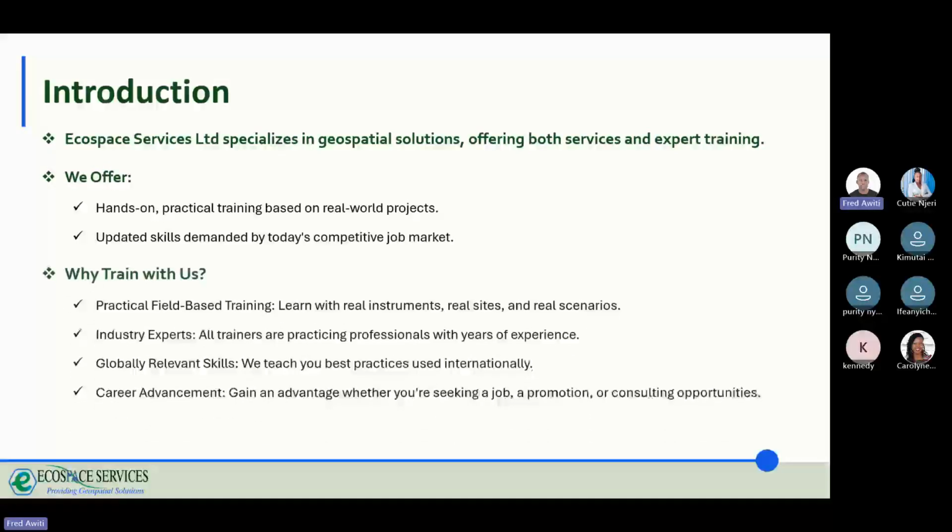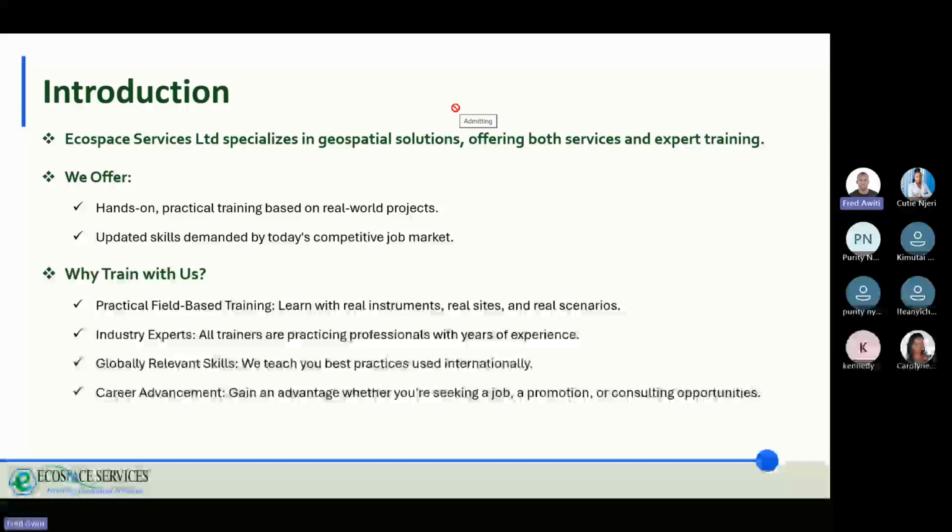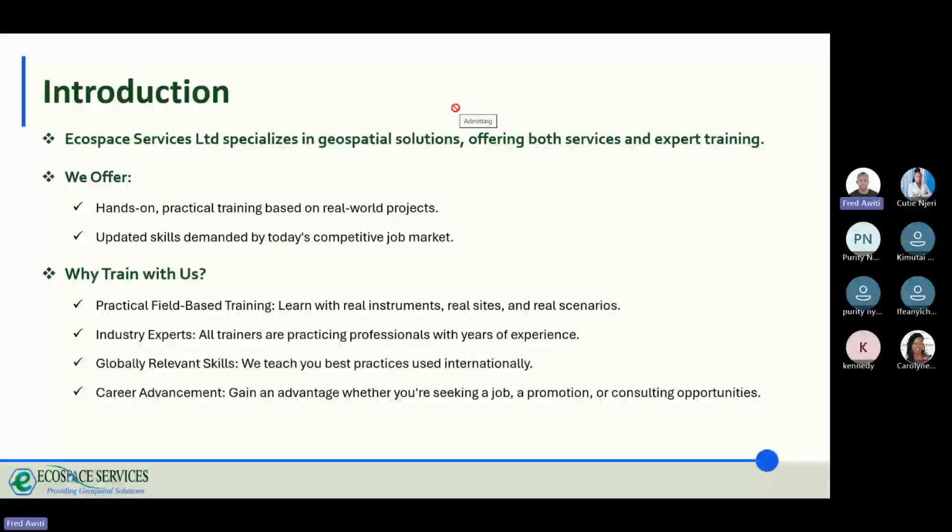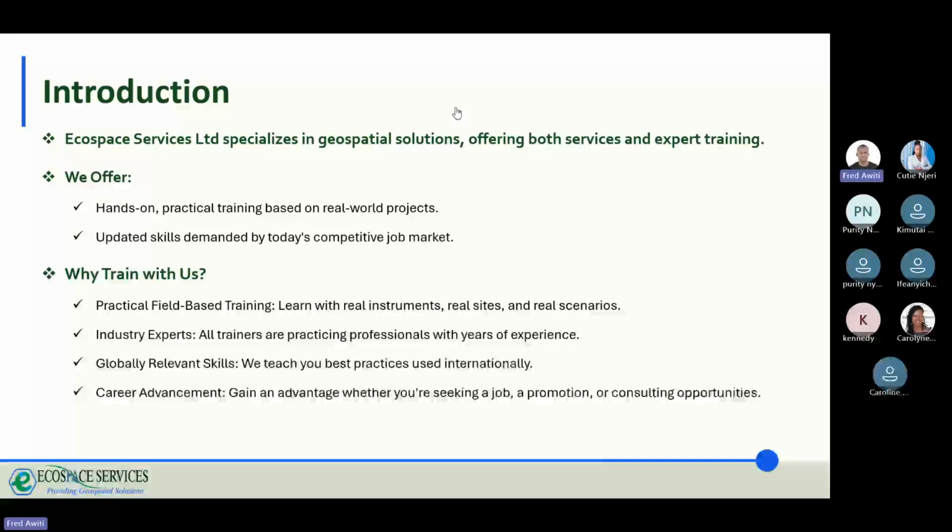So the reason why we think that you should work with us: we're not just looking at you from the perspective of undergoing the course and finishing it, but we offer practical field-based training. So we have a classwork exercise. After the classwork, then we attend the field work. Then you'll be able to practice whatever you've learned in class.